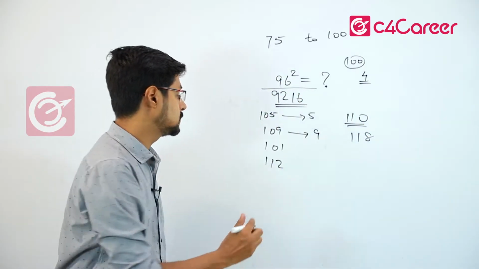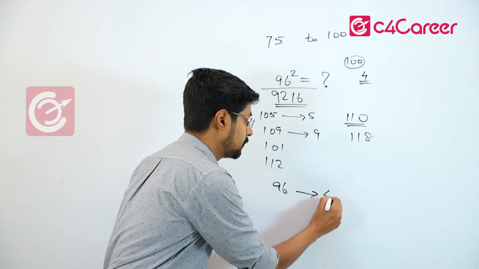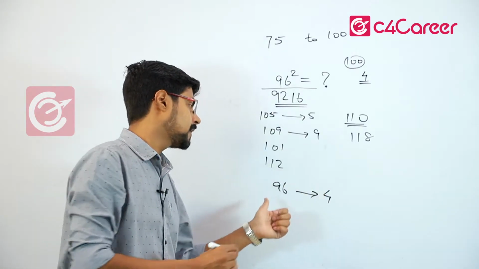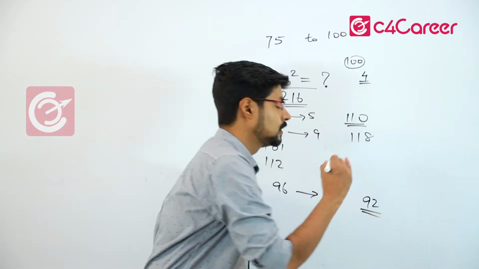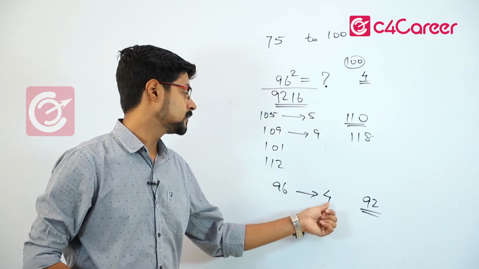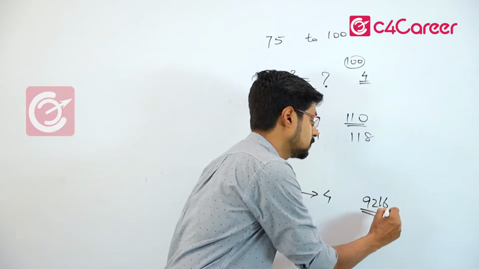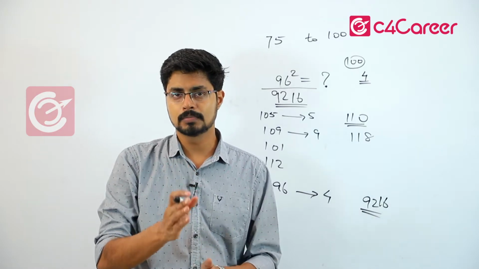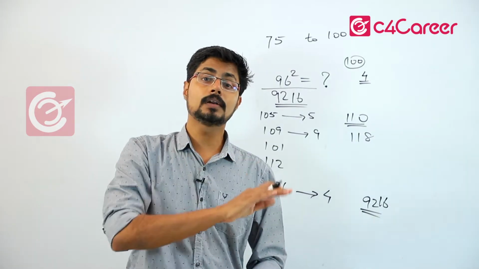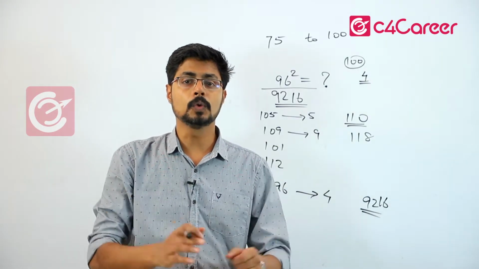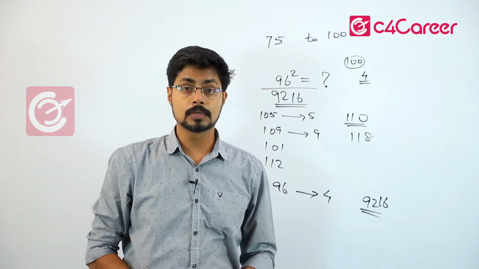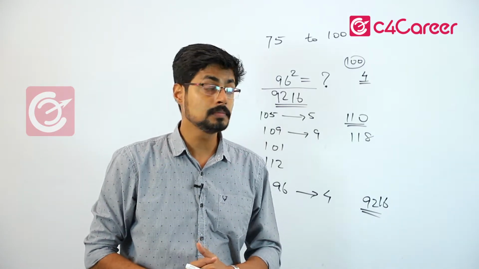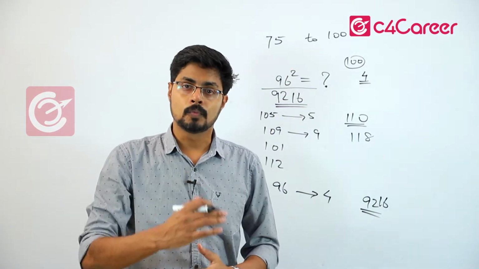But here, 96. The difference from 100 is 4, and we have to subtract this. So we get the first part as 92. Second part, there is no change. We have to do the square of this 4. So that is 9216. All you have to do is understand the difference between the numbers above 100 and the ones below 100. Once that is clear to you, the method is almost the same for all numbers from 75 up to 125.